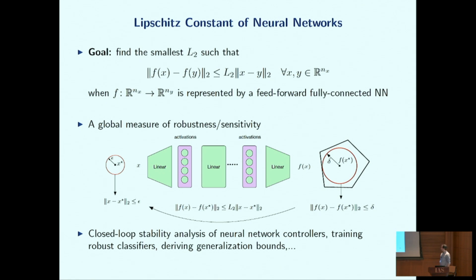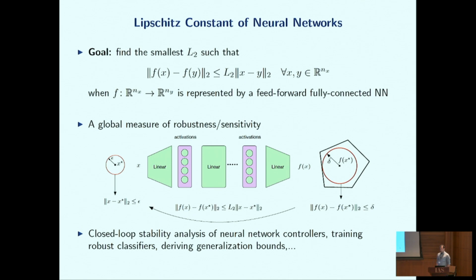So given a function represented by a feed-forward neural network, our goal is to find the smallest constant L2 such that the Lipschitz continuity property holds globally for all x and y. So why do we care? First of all, the Lipschitz constant can be used as a global measure of robustness or sensitivity of the neural network. Explicitly, if we have a tight estimation of the Lipschitz constant, we can use this quantity to find the radius of maximum perturbations on input samples for which there are no adversarial examples.